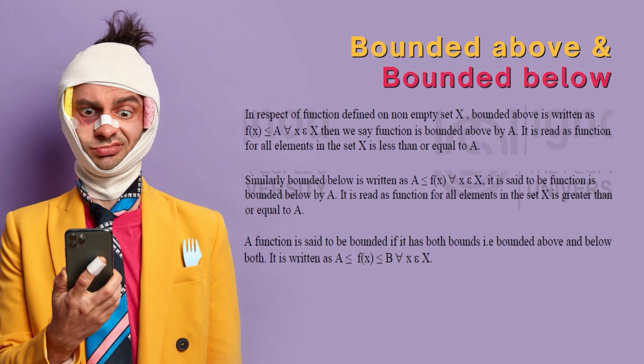It is read as: for all the elements in the set X, f(x) is greater than or equal to A. A function is said to be bounded if it has both bounds, that is, bounded above and below both. It is written as f(x) is greater than or equal to A and less than or equal to B for all x belongs to X. You can see this through the pictorial representation.